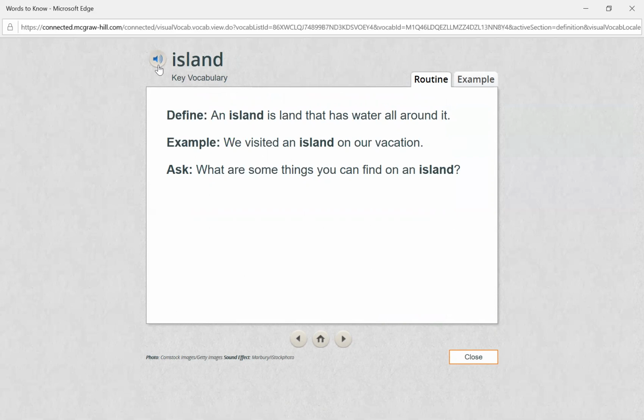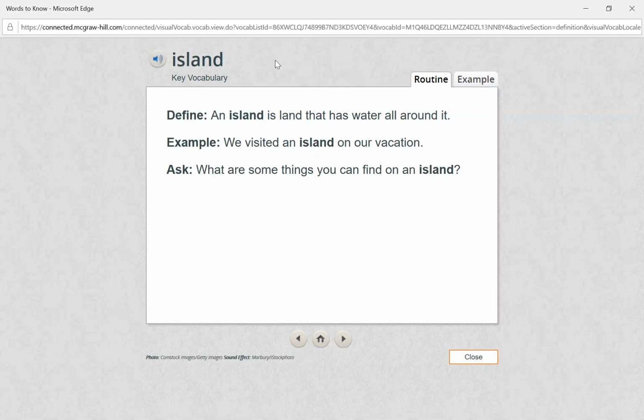Island. An island is land that has water all around it. We visited an island on our vacation. What are some things you can find on an island?